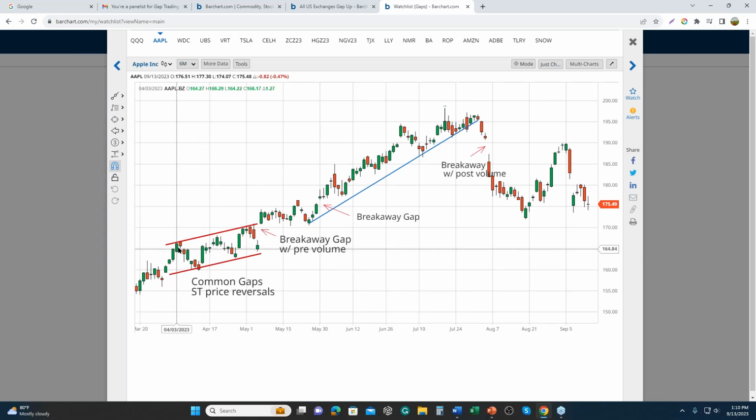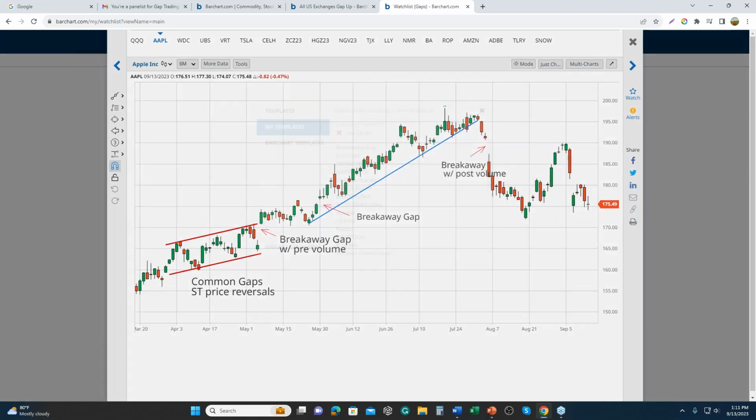So here's Apple. First of all, what do we say? That there are gaps that can be found in structure or in a range of price, these common gaps. And you can see that there's one little one here, there's a little one here, there's one here, there's one here. And these are usually referred to as short-term price reversal gaps. Now, typically what we'll do is we're going to ignore these gaps that are inside of these structures.